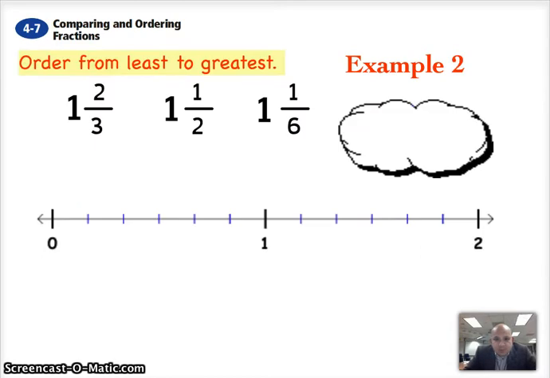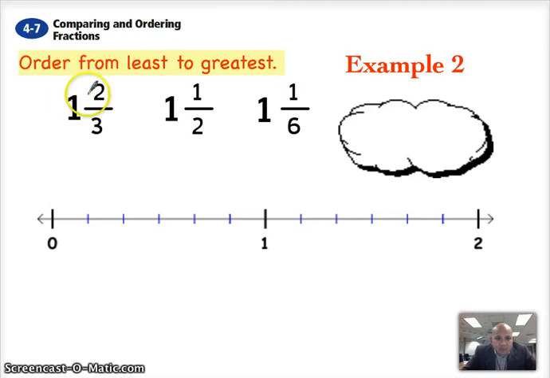Moving on to a little bit more complex comparing. We're ordering these mixed numbers now. It says order from least to greatest. We have 1 2/3, 1 1/2, 1 1/6. Now we're going to use a number line to look at this, as well as look at common denominators.